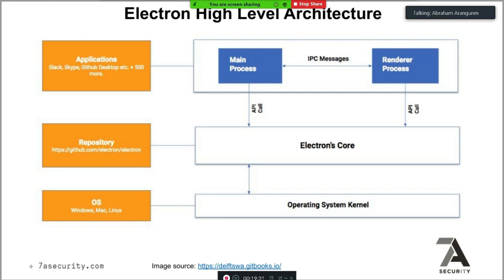Electron's core talks to the kernel, and then there's a communication here, right? So you have the main process and the renderer process, and they can communicate. They can send messages to each other and do things, right? The renderer process can tell the main process to do something and the other way around. And then this API calls to Electron from these processes to do stuff, right? So this is at a high level how things look.